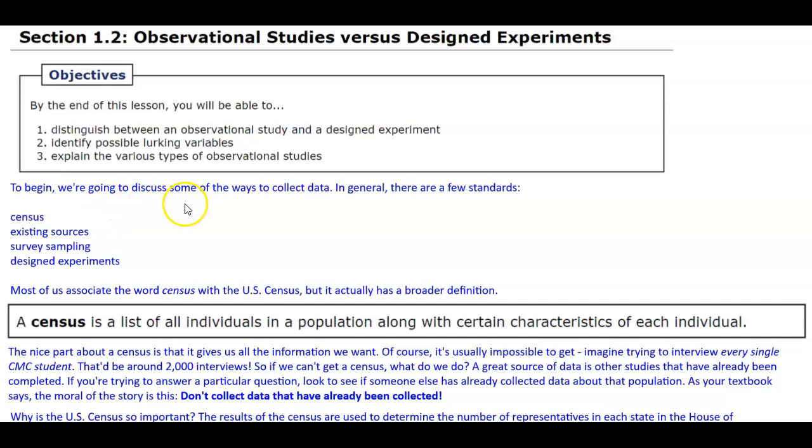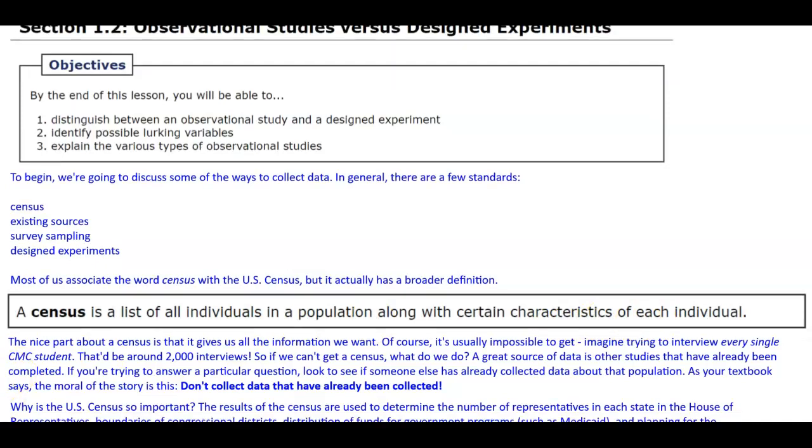To begin, we're going to discuss some of the ways to collect data. So in general, there are a few standards. We have census, existing resources, survey sampling, designed experiments. Most of us associate the word census with the U.S. Census, but it actually has a broader definition. A census is a list of all individuals in a population along with certain characteristics of each individual.